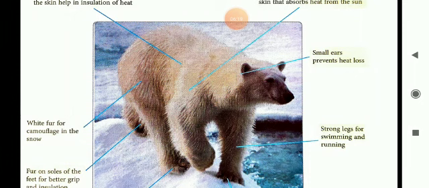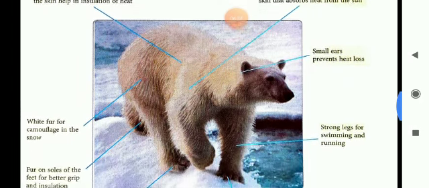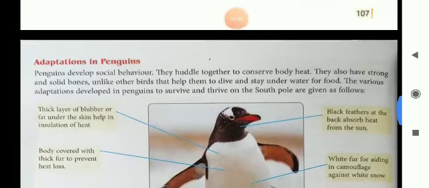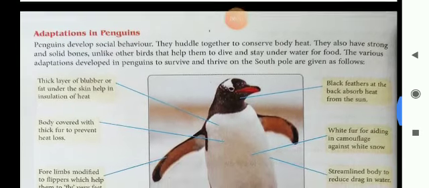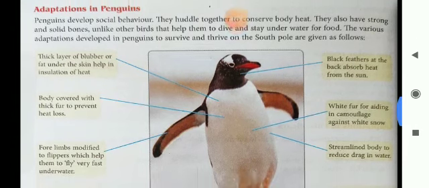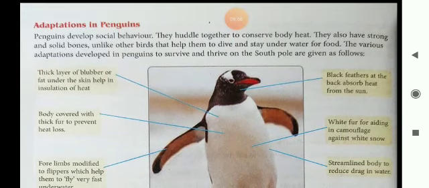For swimming and running, strong legs are needed because there is ice cold water, and they also swim and run in this water because of these strong legs. So this is the adaptation in polar bears. Next is adaptation in penguins. Penguins are present in the South Pole and they also have many adaptations in their body, many changes in their body to survive in that particular condition.